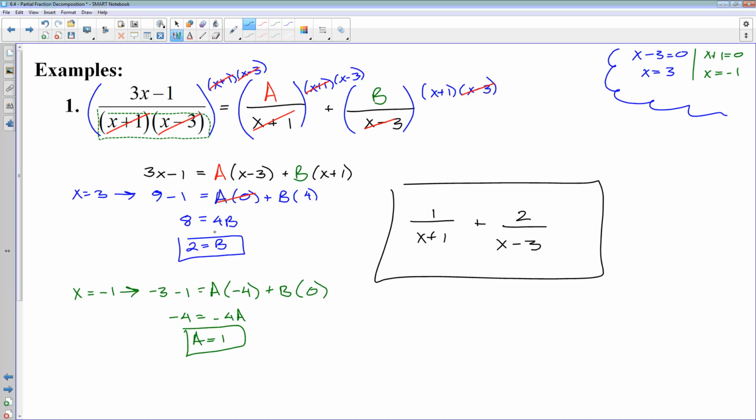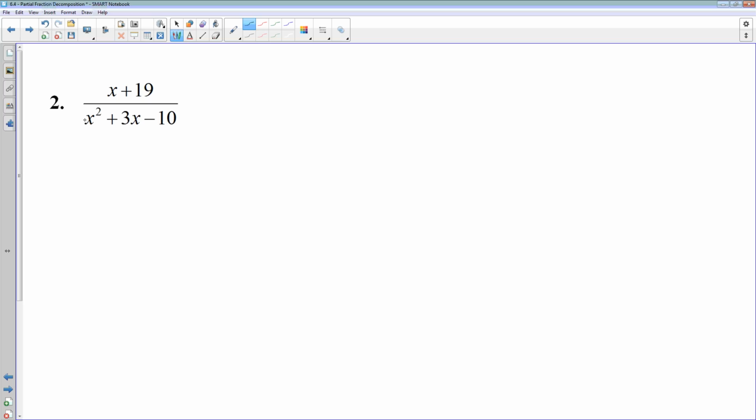You good? All right, I think there are 2 more problems I wanted to do. Okay, here's one, x plus 19 over that. This one, my denominator is not factored. So my very first step is actually going to be to factor the denominator. And that's going to factor to x plus 5, x minus 2.